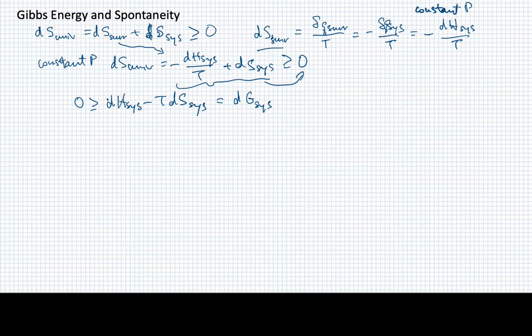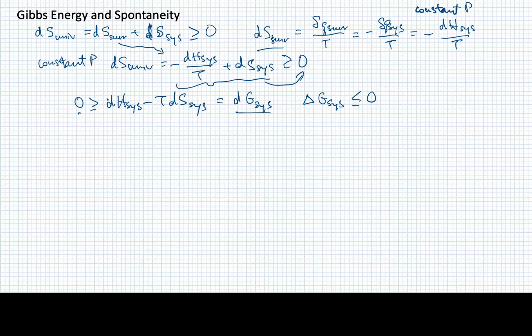So this has been a long-winded way of getting to the point that the Gibbs energy for the system must change in a way that reduces it. Or in other words, the delta G of the system must ultimately be less than or equal to 0. So this is our criterion for change and for a spontaneous process.